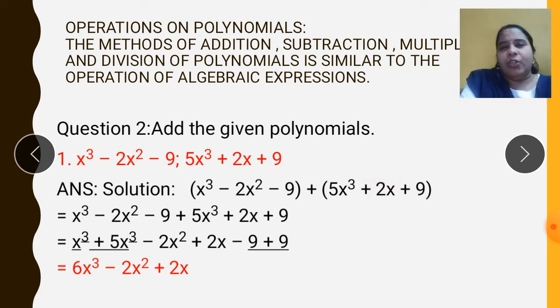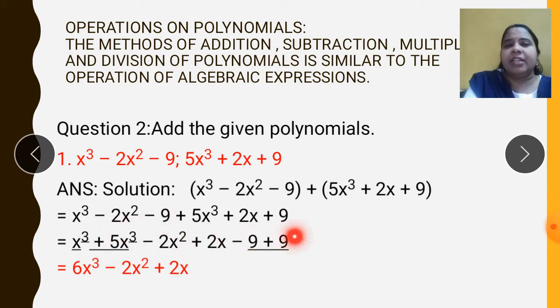Now what? You need to collect the like terms. Which are the like terms here? x cube and plus 5x cube. That has to be written together. Minus 2x square. There is no like term for it. Write it as it is. Then plus 2x. There is no other like term in this. Write as it is. Minus 9 and plus 9 together.